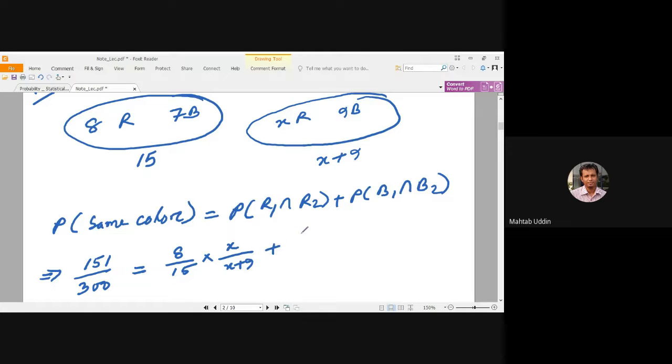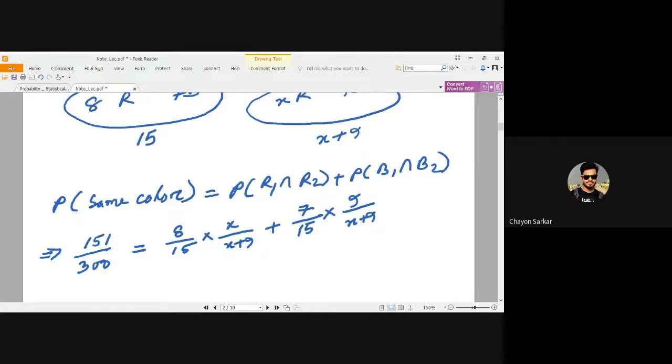Then blue in the first urn and so on. Do you understand it? Okay. So that is the format. Now just calculate it to get x.